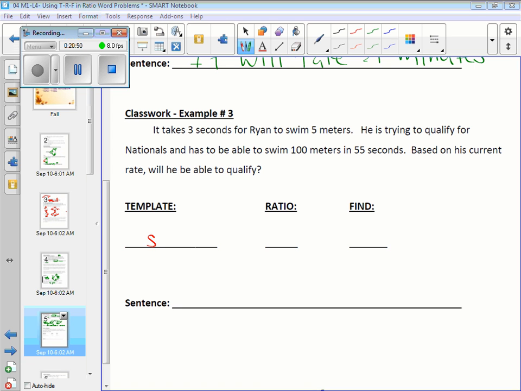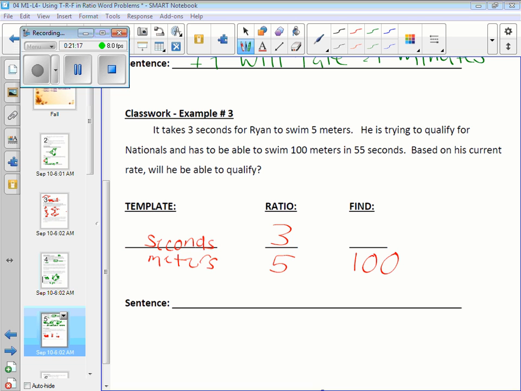Good. And once again, that can usually be found in the very first sentence. What are the templates or the labels of the things you're comparing? Now the given ratio. I did 3 to 5. Yes. And then I knew that he had to swim 100 meters, so. Yep, put that in and stop right there because I want to show everybody that.